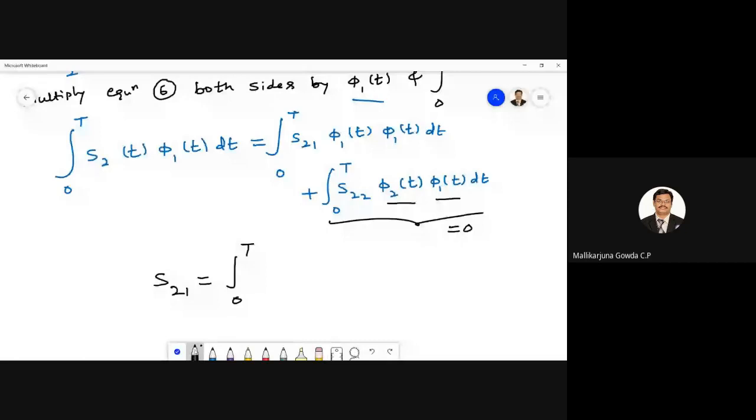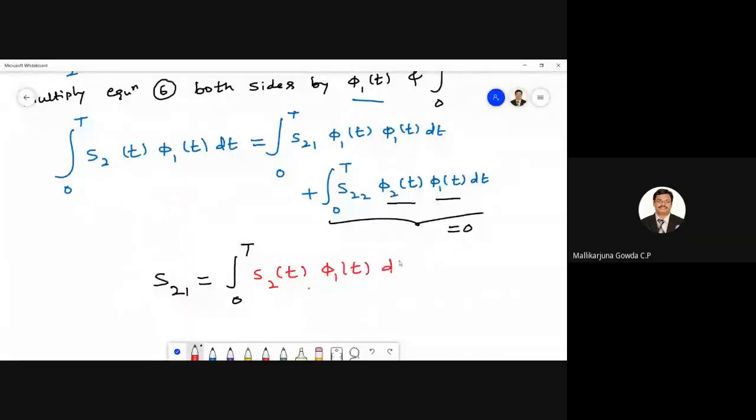So S21 is equal to the integral 0 to t of S2 of t pi 1 of t into dt. Is this fine? Because here pi 1 of t into pi 1 of t, that is pi 1 square of t into dt, is equal to 1, I can write S21 as this one. So I could find out what S21 is.